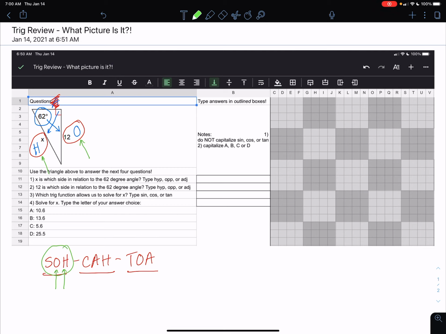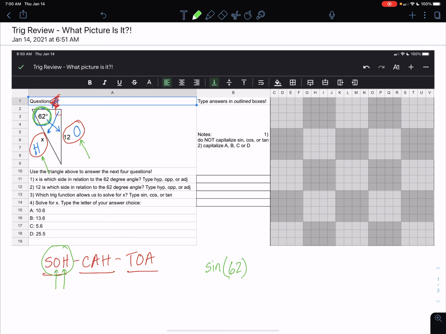And so since we're working with O and H, we have to use our function that starts with S, which is our sine. And so I'm going to write down sine, and then we know that when we do this, our calculator is going to ask us to put something in parentheses, and that's going to be our angle measure. So remember, our angle measure is 62 degrees.